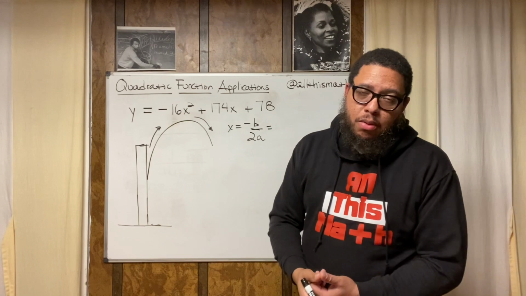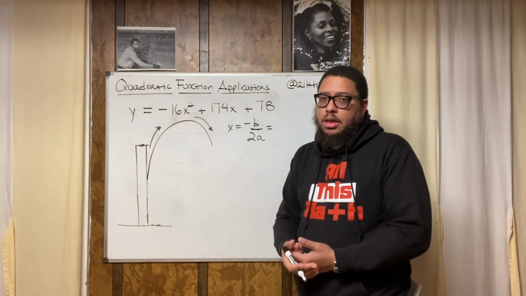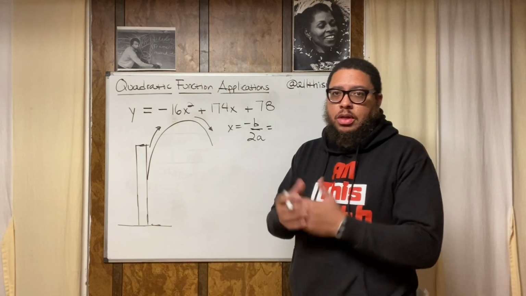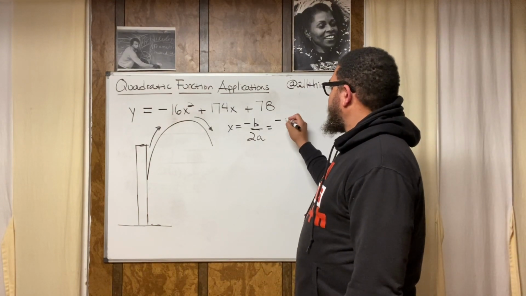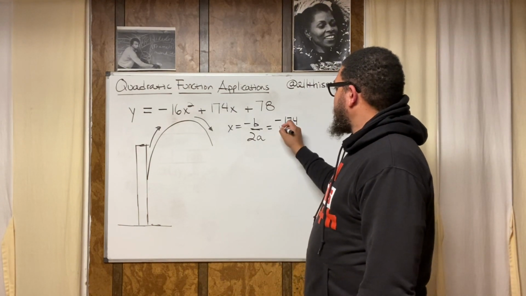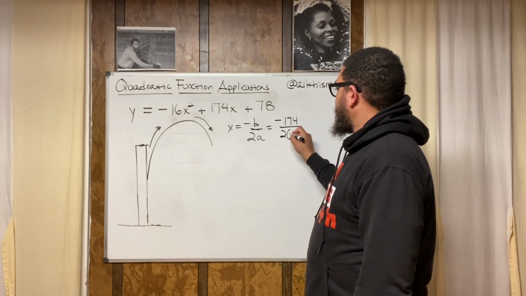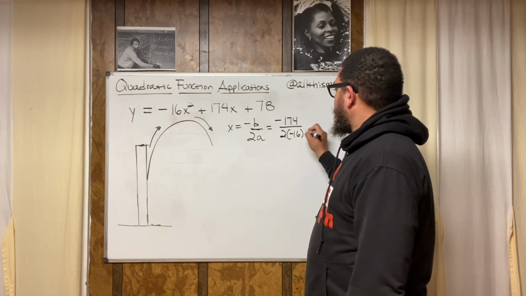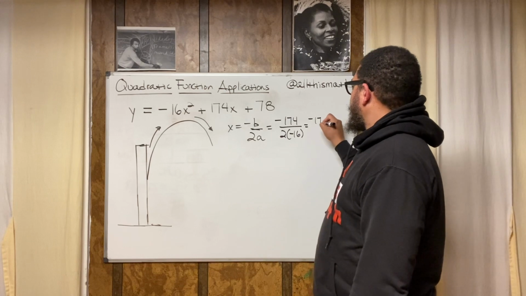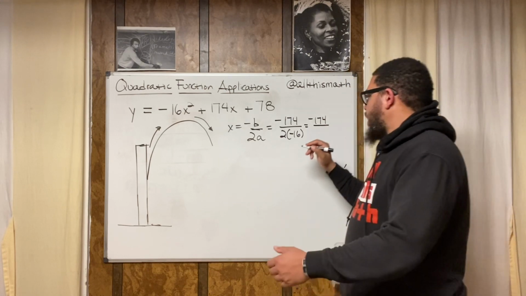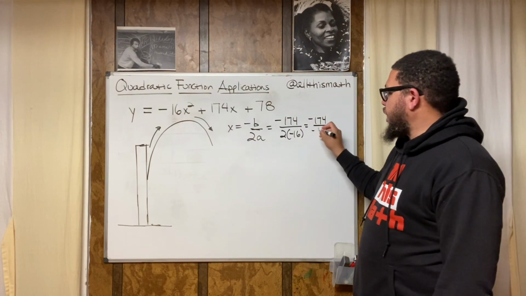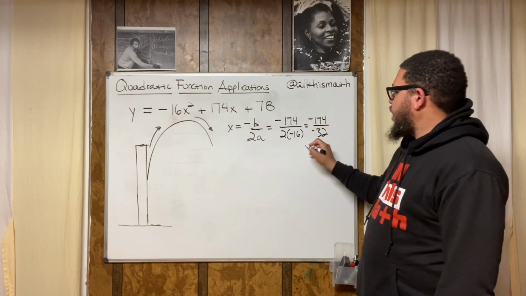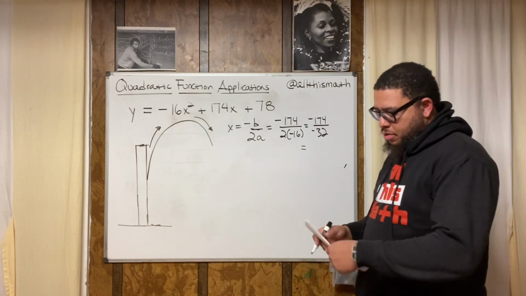So all I do now is plug those two numbers in and do the math, and then I'll know what X is. So now I have negative 174 divided by 2 times negative 16. And then I have negative 174 divided by, don't forget, positive times a negative equals a negative, so this is negative 32. I already did this problem, so I'm about to go back to my notes.